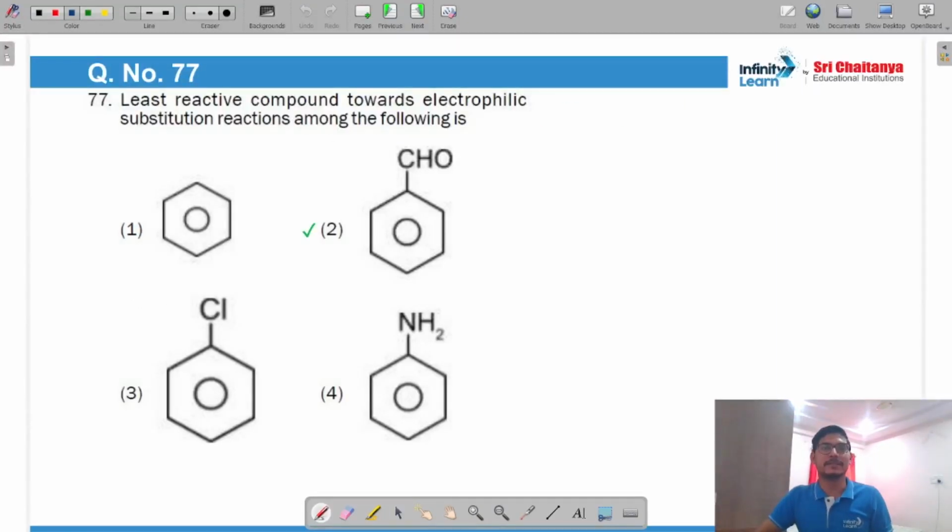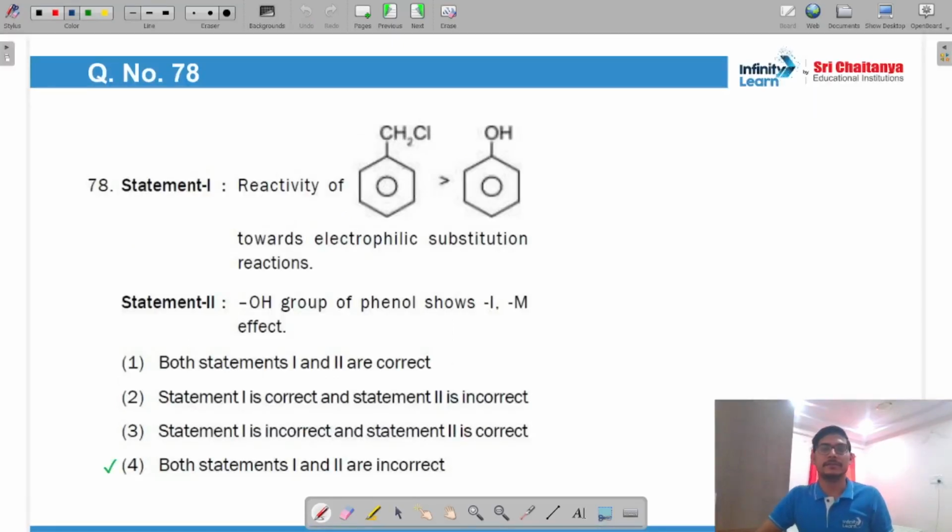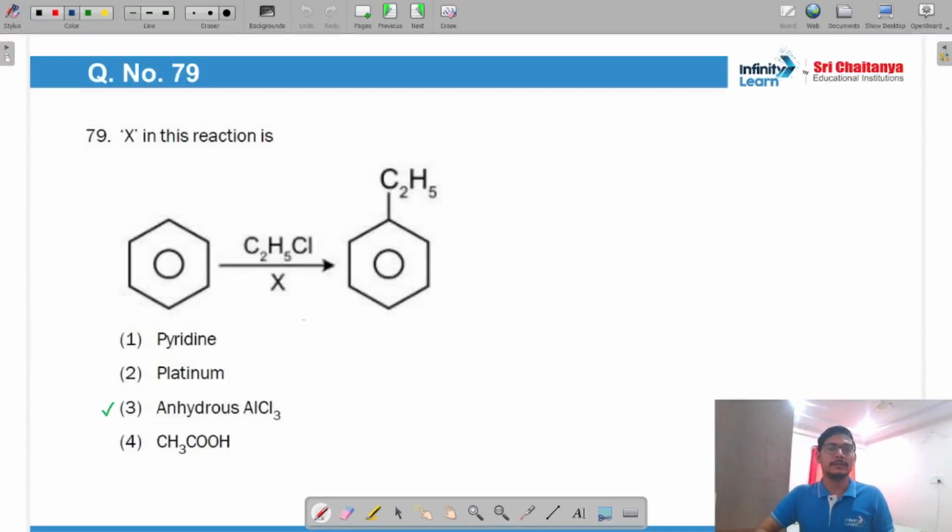The least reactive compound towards electrophilic substitution reaction would be this one, because we need an electron donating group, but this is an electron withdrawing group. Is the reactivity of this greater than this towards electrophilic substitution? No, phenol is more reactive because of the +M effect. The OH group of phenol shows -I, correct. -M, no, it shows +M effect. So both statements are incorrect. In this reaction, the X is anhydrous AlCl3. It's a Lewis acid catalyst. The reaction is Friedel-Crafts alkylation reaction.